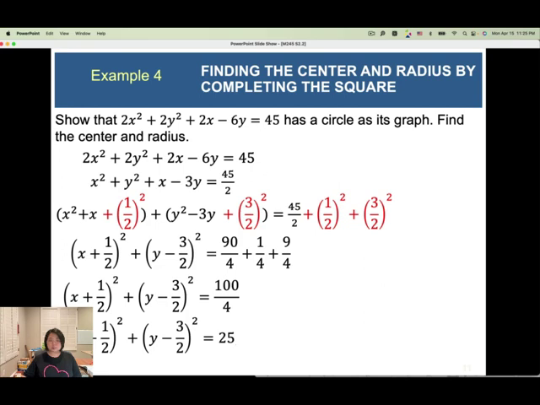So this is a circle, right? And then we have the center, negative 1/2 and positive 3/2. Radius will be equal to 5.